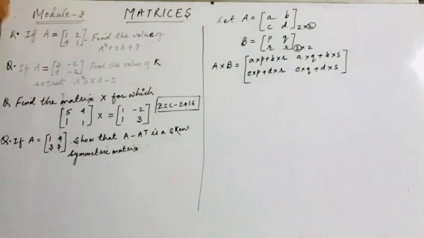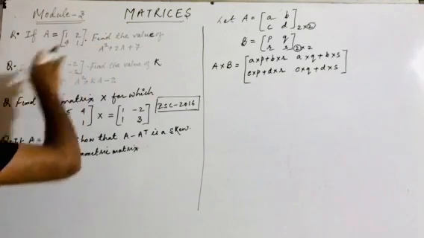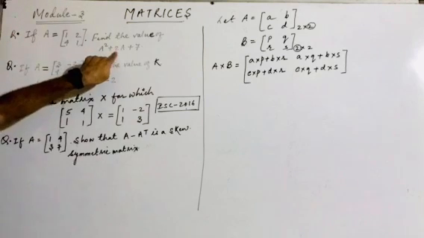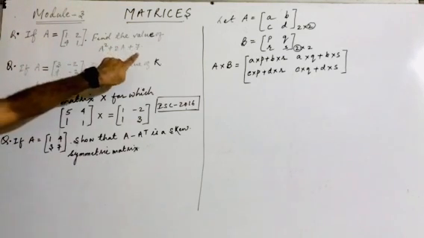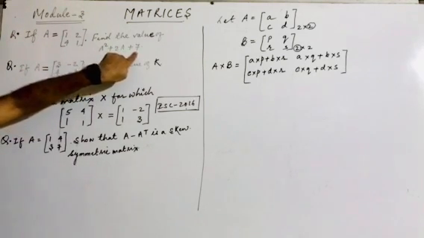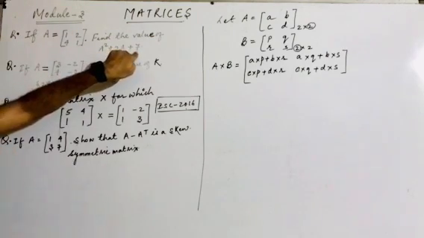Now in this question you can see, children, if A is equal to [1, 2; 4, 1], find the value of A square plus 2A plus 7. A square means the matrix A will be multiplied to A. 2A means 2 is a scalar and A is a matrix, but here it is 7. So 7 is a constant number, so that cannot be added to any matrix.